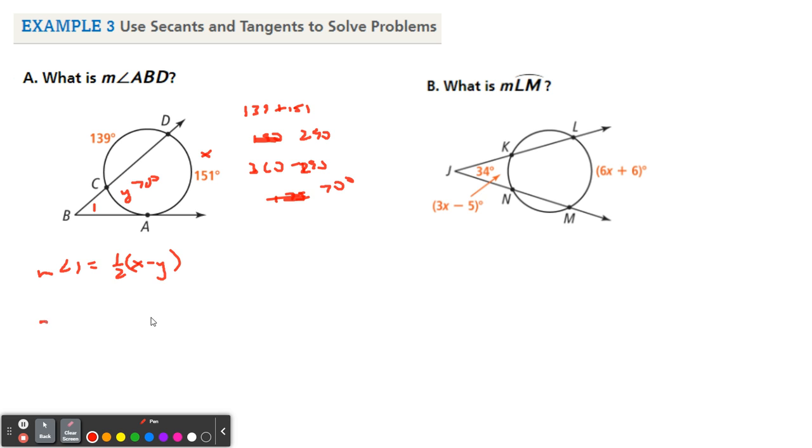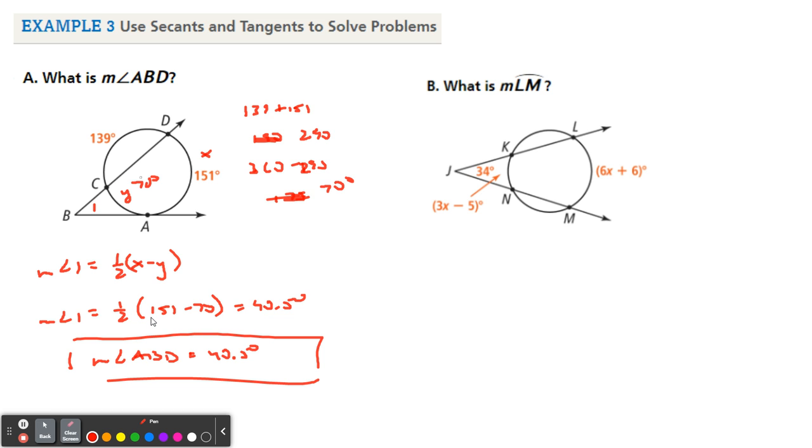So then to find the measure of angle 1, we're going to take 1/2 of 151 minus 70. Use a calculator, whatever you want to do. That is 40.5 degrees. So the measure of angle ABD is 40.5 degrees.